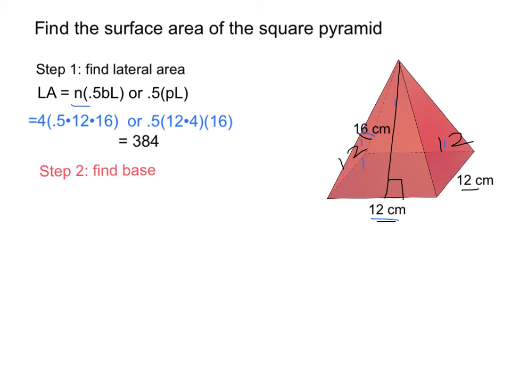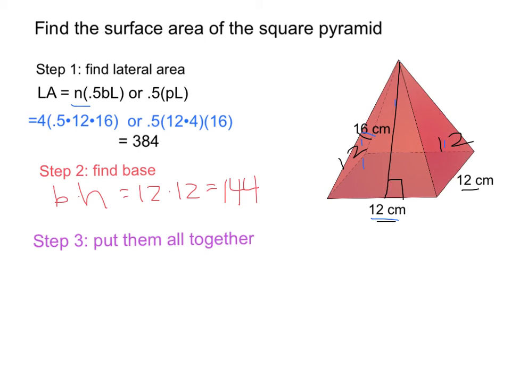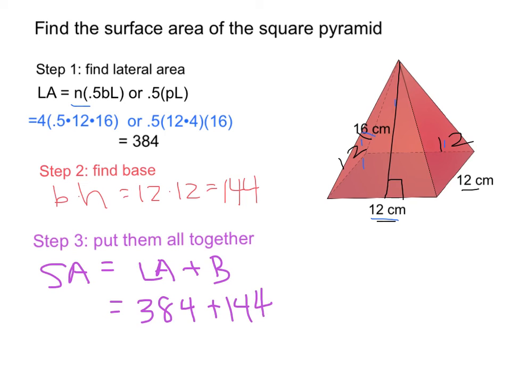Step 2 is to find our base. So since our base is a square, our formula is base times height, which means we're going to do 12 times 12, which gives us 144. And our last step is to put them all together. So our surface area is lateral area plus the base, and our lateral area is 384, and our base is 144. And when we total that up, we get 528 centimeters squared. Not so bad, right?